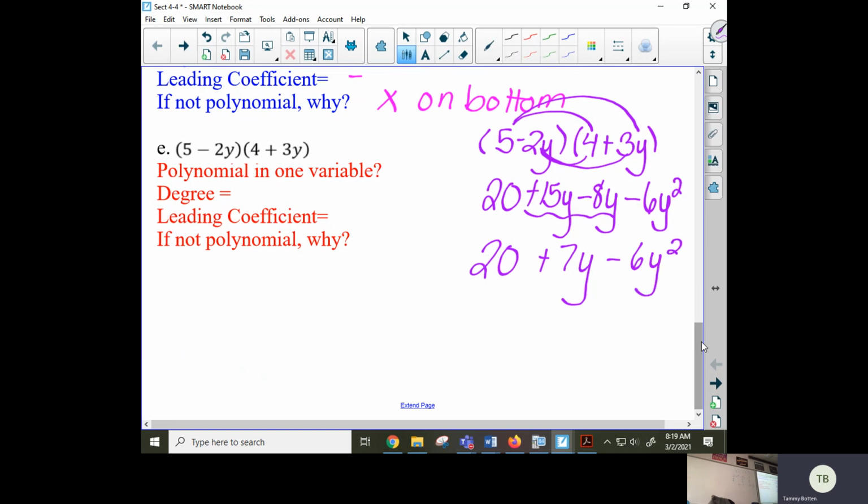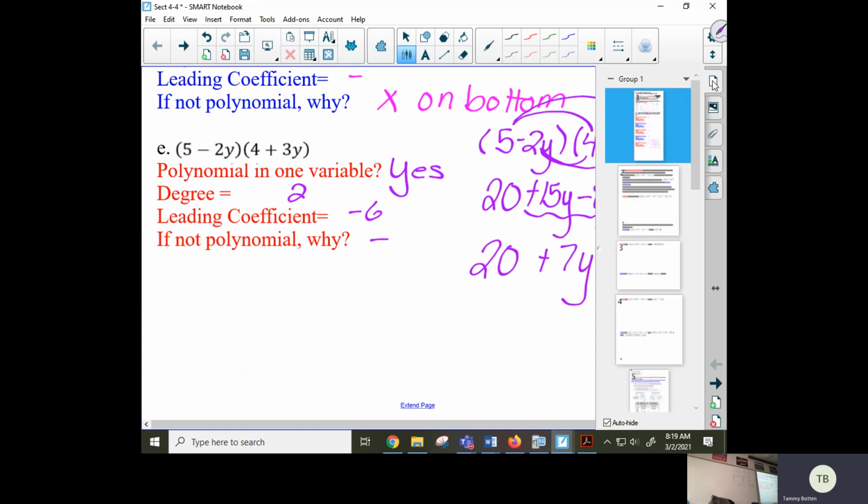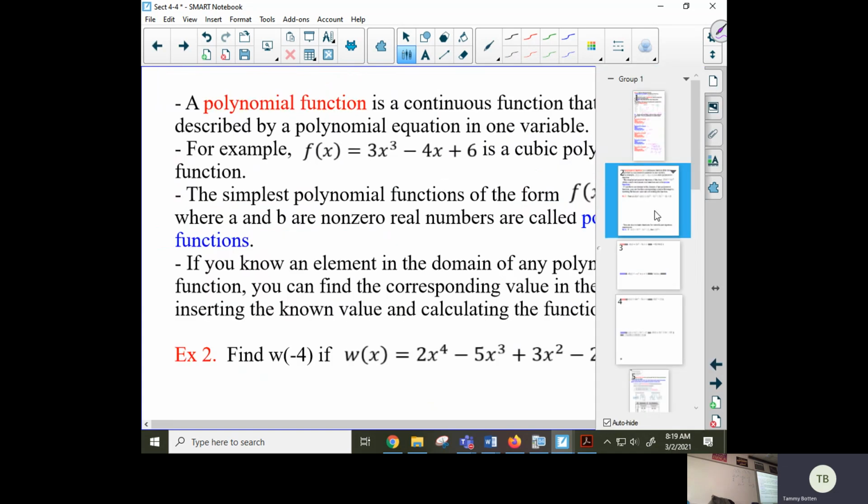15y minus 8y is 7y, and then minus 6y squared. So is this a polynomial in one variable? Yes. What is the degree? 2. What is the leading coefficient? -6, and then we don't have to do that. Okay? So those are not too bad.